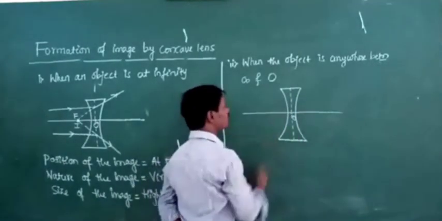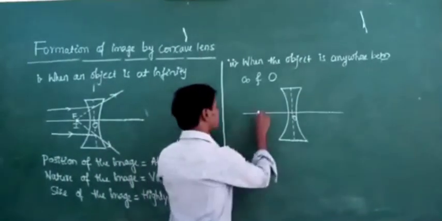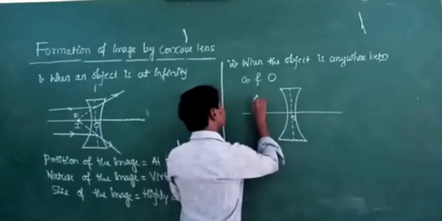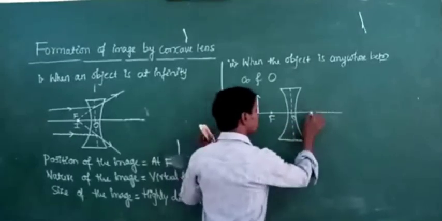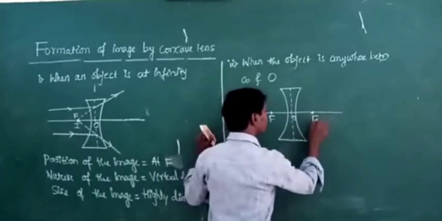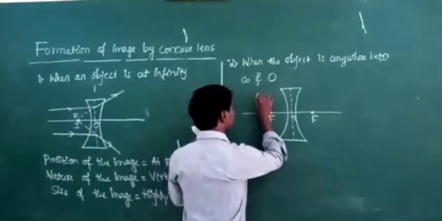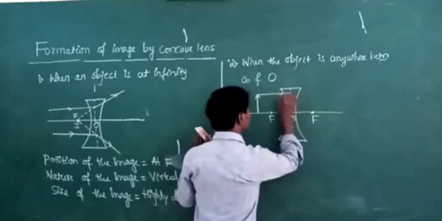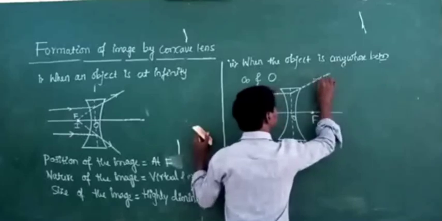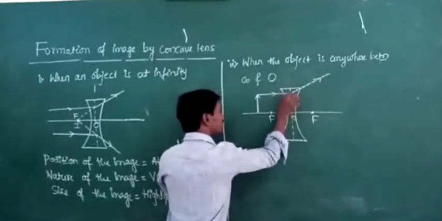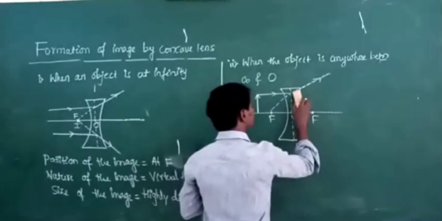Then, where is the object now? The object is anywhere between infinity and the optical center. I will place the object here, and this is the principal focus of the lens. Which lens? Concave lens. The concave lens has a virtual focus. Then, the first ray is parallel to the principal axis. After refraction, the refracted ray diverges, and this diverged ray appears to come from a point. That point is called the principal focus.